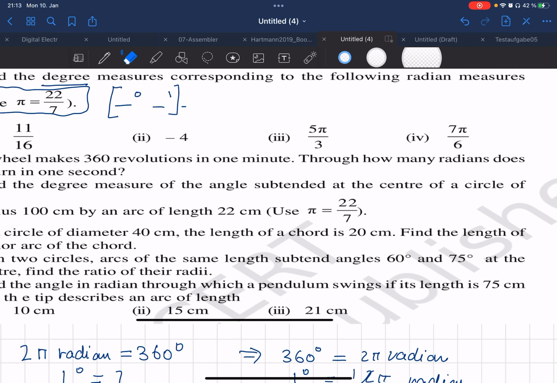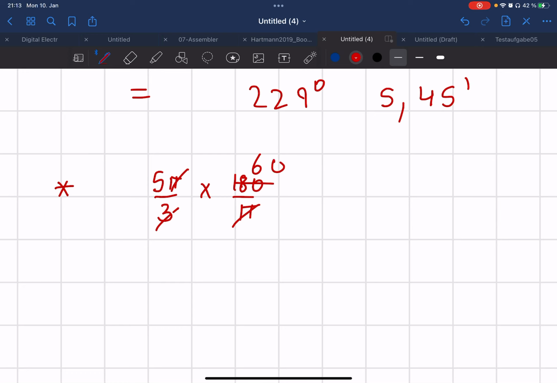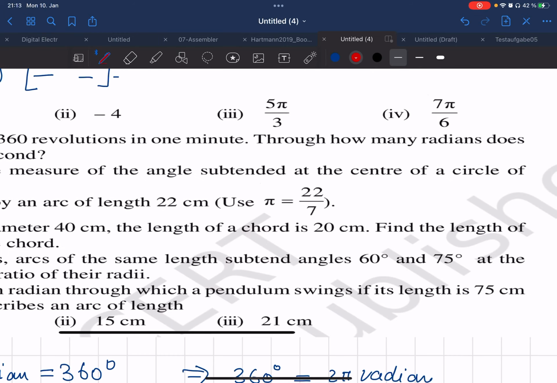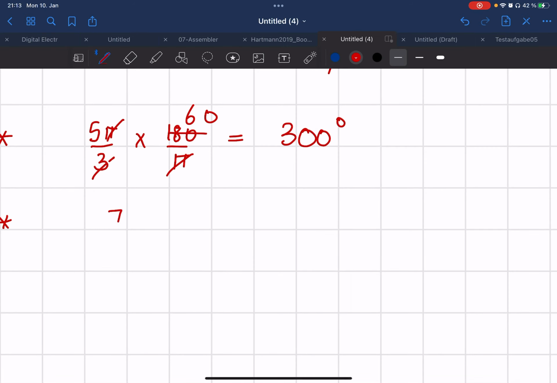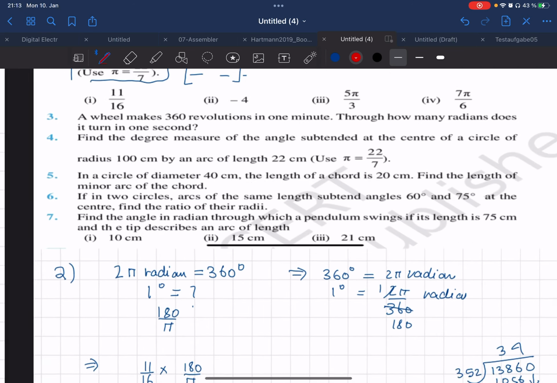Okay. Then we have 5 pi divided by 3, and that is very simple. These numbers are difficult because they don't have a pi. Times 180 divided by pi, and pi with pi cut. 3 sixes are 18, 0, that's 300 degrees. And the last part of the second question is 7 pi by 6, that also you must know, times 180 by pi, pi cancel, 6 thirties are 180, so 210 degrees. I hope this was clear to you, the second question.